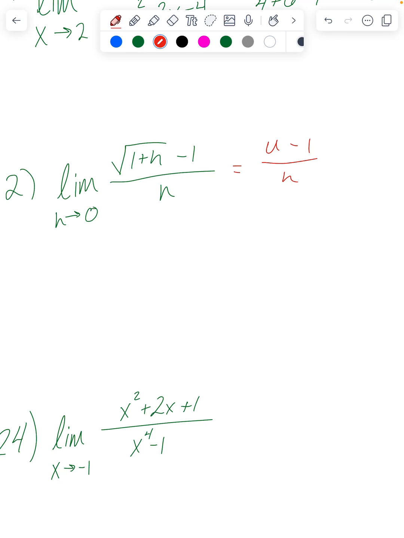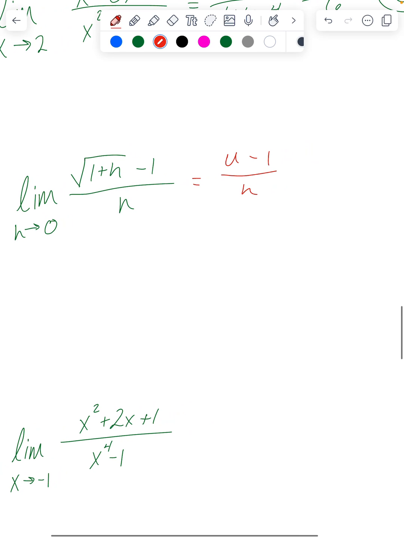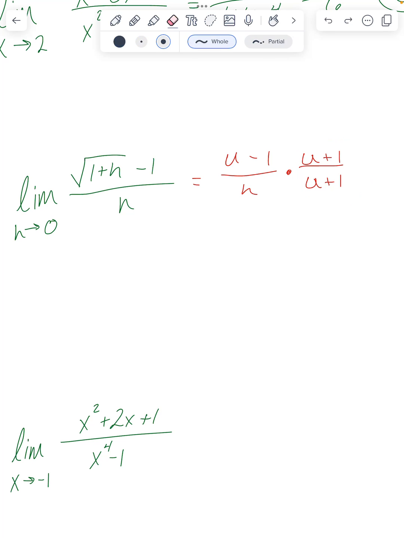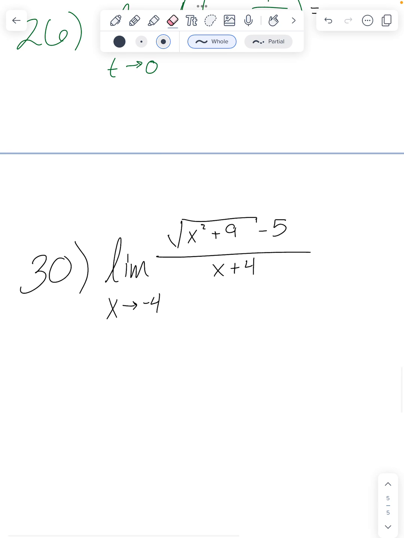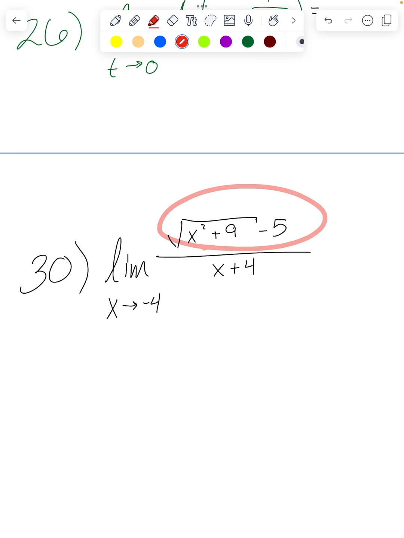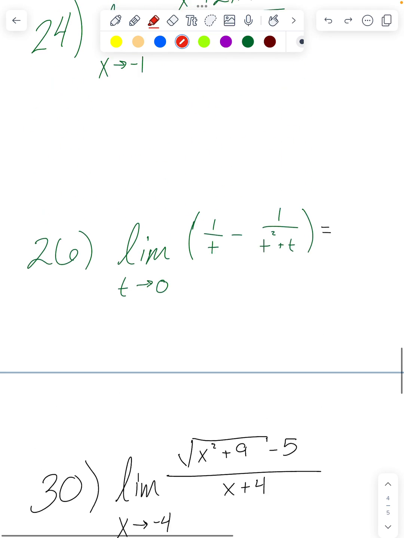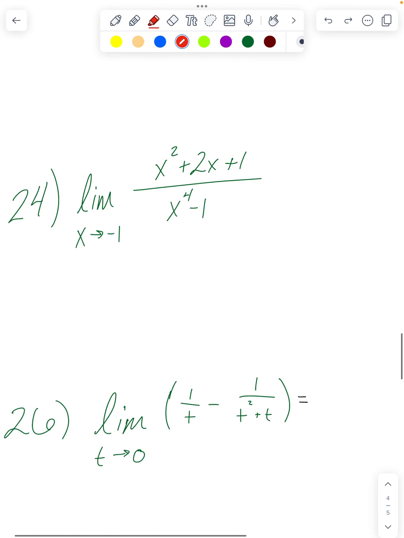as h approaches 0. Whenever you've got something minus 1, we want to do something here to multiply by a conjugate. So whenever you see this structure, something minus 1, think conjugate, that conjugate pair. We'll see that later on in problem 30 as well. I see something minus a number, so I'll try something plus a number. All right, let's go back to our problem here.